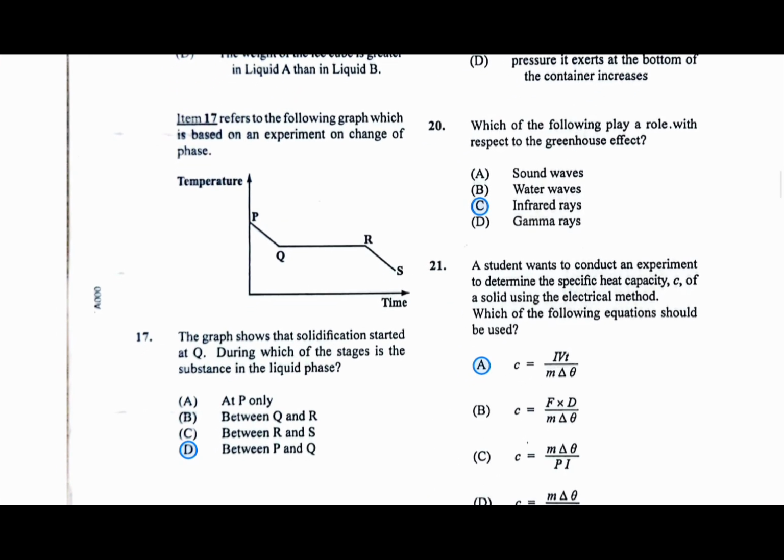Question 17. The graph shows that solidification starts at Q. During which of the stages is the substance in the liquid phase? So guys, in this question we have a cooling curve. So we would have started off here as a liquid, right? And we are solidifying here, and at this point we're at a solid. So at this point you're a liquid. At this point that's latent heat of fusion, and at this point you are a solid. So my answer for question 17 is D, because you are in the liquid phase from P to Q.